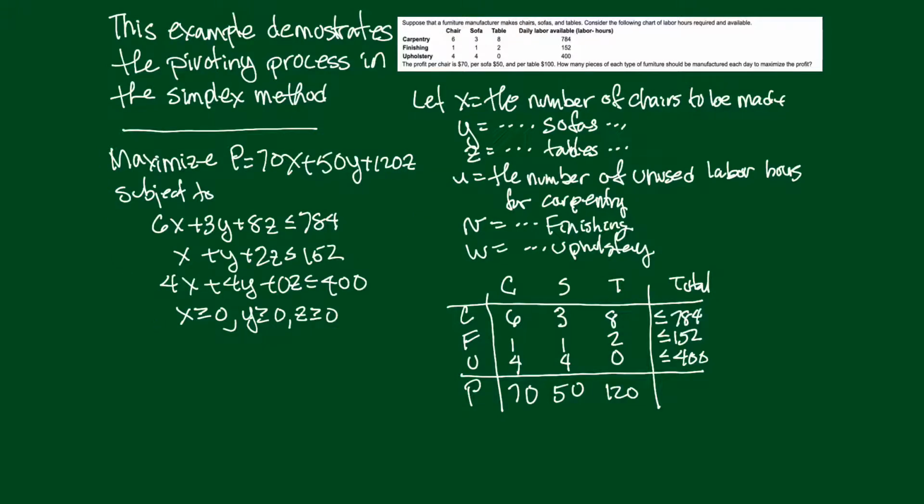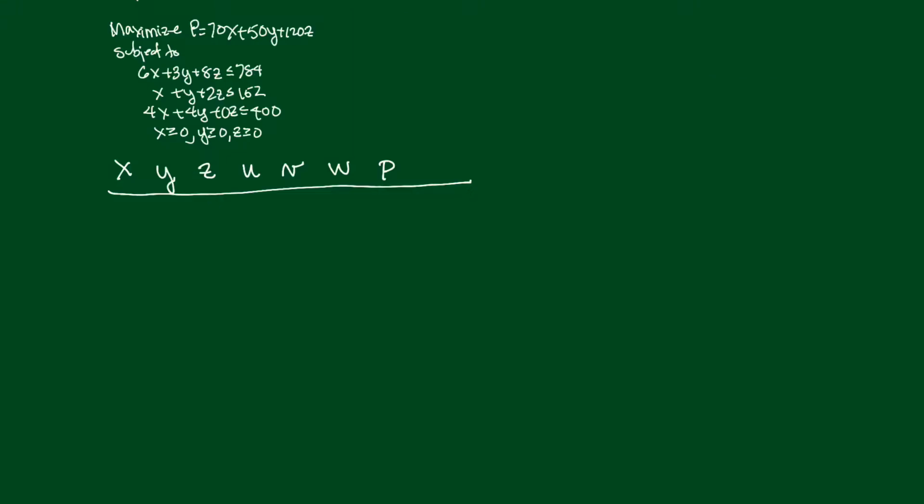Now we could solve this problem using technology, but I want to show you at least once the pivoting process that goes with this simplex method. You may see it in the future, you won't see it in this course, but sometime in the future you could see it or be required to use it. So we'll start by setting up our initial tableau. We'll have a column for each one of the variables, x, y, z, and then our slack variables, u, v, w, and our profit function, p.